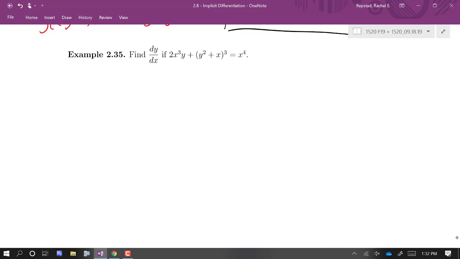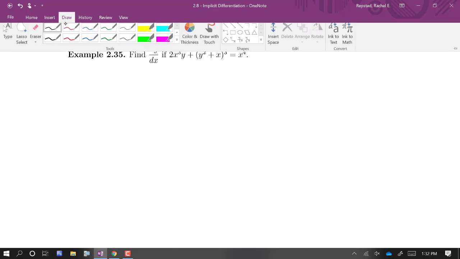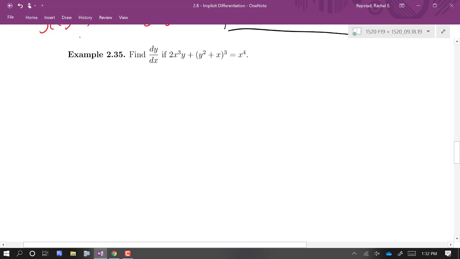What do you notice when you look at this? It's gross. Okay, fair. What's going to be involved? Product rule. Yeah, where? 2x cubed y. Yeah, so here's a product rule. Anything else you notice? There's going to be a product rule with y squared plus x cubed.